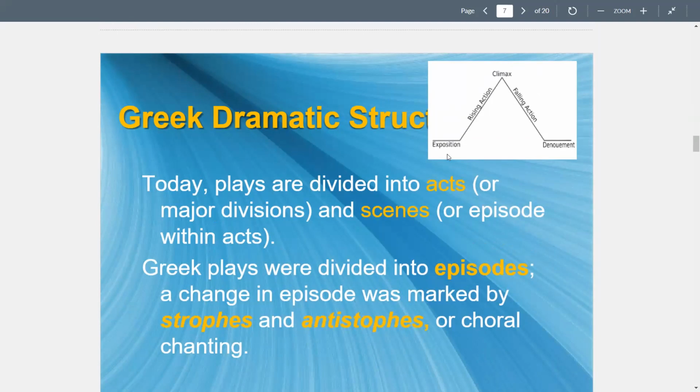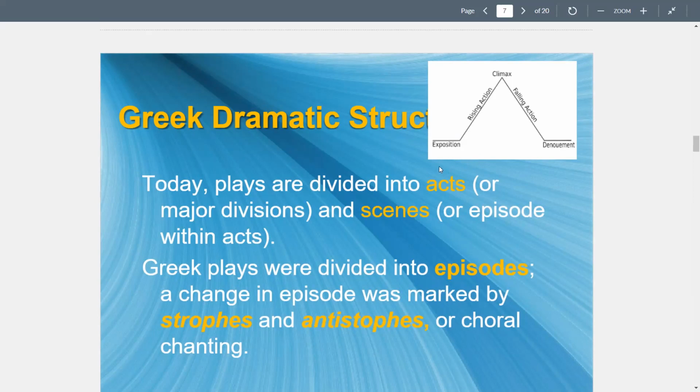Today, plays are divided into acts, which are major divisions, and scenes, which are episodes within acts. You'll see this especially with Shakespeare. You'll have like Act 1, Scene 2, and Act 1 has a major division of this is the beginning of the play, and then each scene leading up to what's going on. And then Act 2 might have a major premise of what's going on, and then scenes individually inside the act.